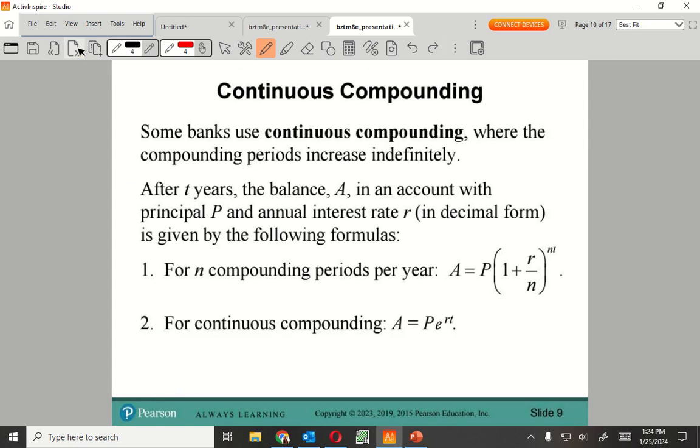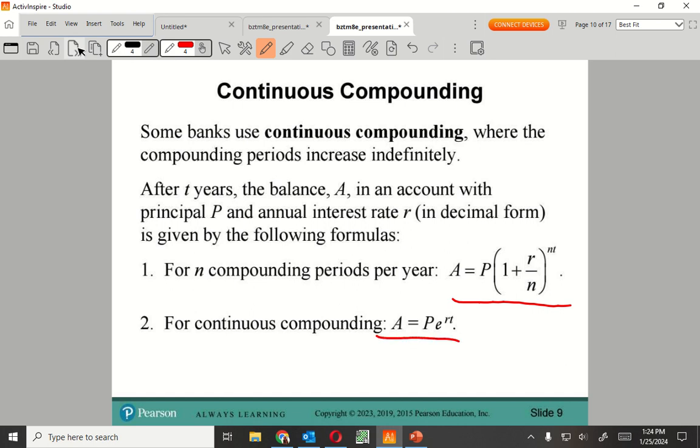All right, continuous compounding. Some banks use continuous compounding, where compounding periods increase indefinitely. After 2 years, the balance A in an account with the principal P and annual interest rate R in decimal form is given by the following formula. This is the formula we've been using with the different compounding styles: monthly, annually, quarterly. For continuous compounding, you're going to have this one here. So it will specifically say that it is continuously compounded.